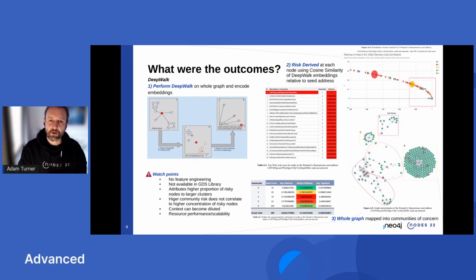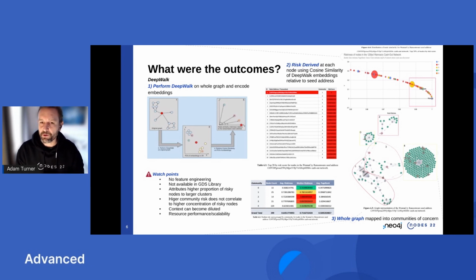But saying that, the Deep Walk algorithm applied to my graph in Neo4j is actually not available in the Graph Data Science library. It's actually in a GitHub, which I have a link to, and you install that separately within your setup for your Neo4j database. And it produced a few questionable outcomes, I guess.